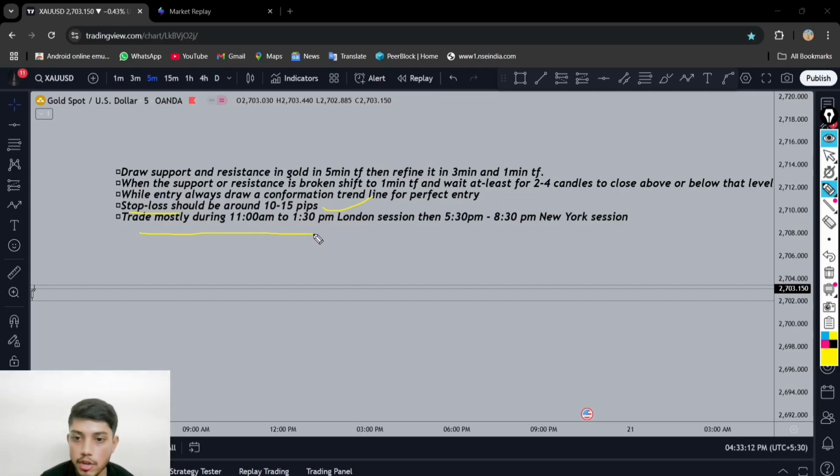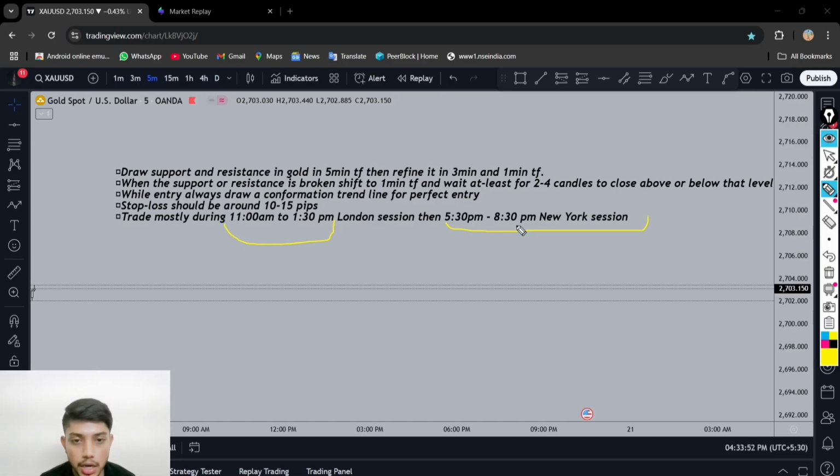So this is our next rule. Trade mostly during 11 AM to 1:30 PM London session. What happens is, 11 AM to 1:30 PM is a timing where the Tokyo session and the London session both overlap each other, because of which two sessions are open at the same time. There is double volume in the market, and there are high probabilities that we'll get a good rally during this time. And this is another session, the New York session, 5:30 to 8:30 PM will be the timing. During this session, the London session and the New York session, these are the most important markets.